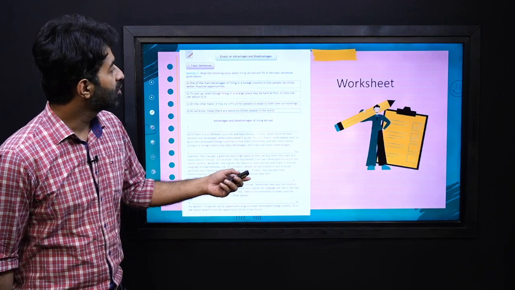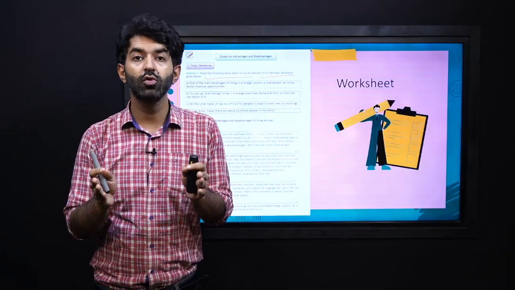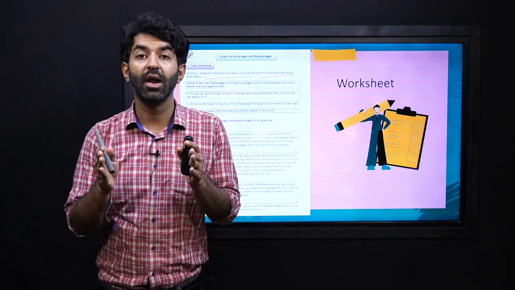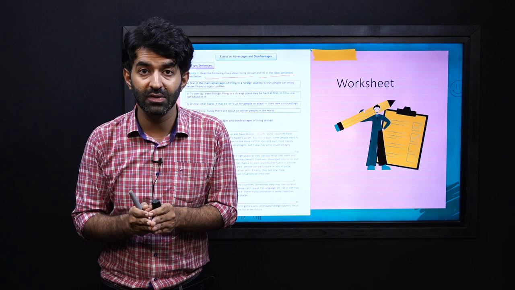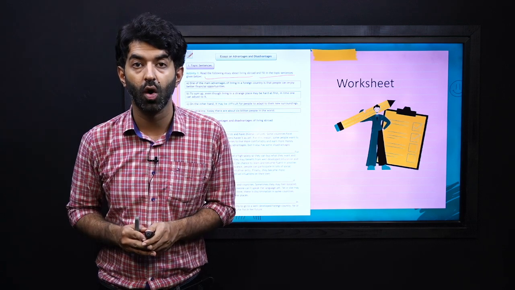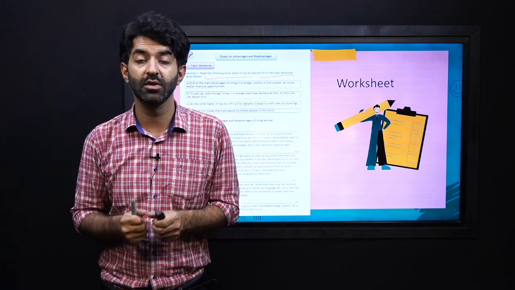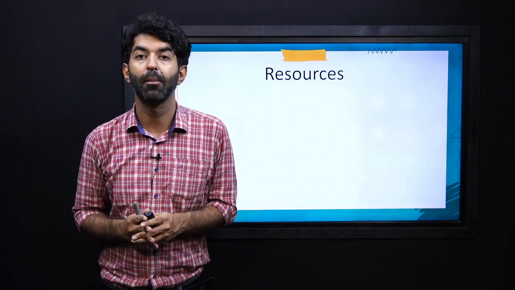Now, students, you will have this worksheet where you have to read the following essay about living abroad and fill in the topic sentence. Now, this is an essay, but the topic sentence is eliminated for you to put the right topic sentence with the right paragraph. You have to make sense and you have to see which topic sentence is coming in the first paragraph, in the second one, and so on. So I hope that you will enjoy solving this worksheet and this will clarify your whole understanding of the main lesson about topic sentence.